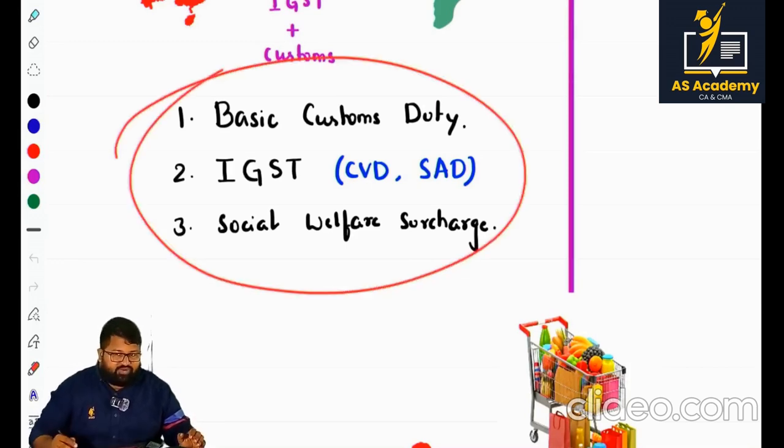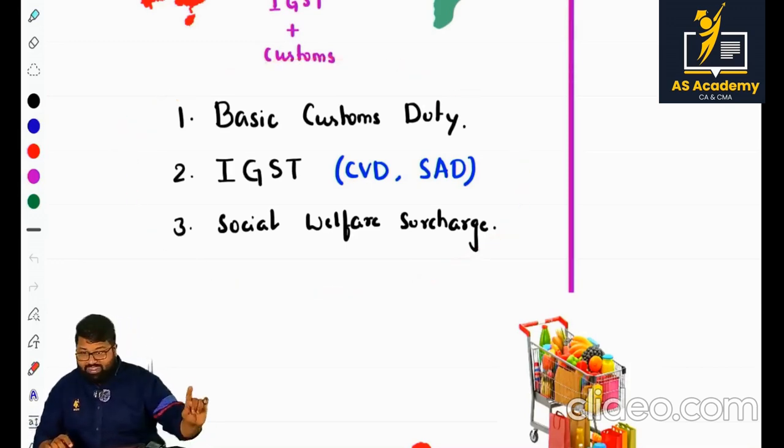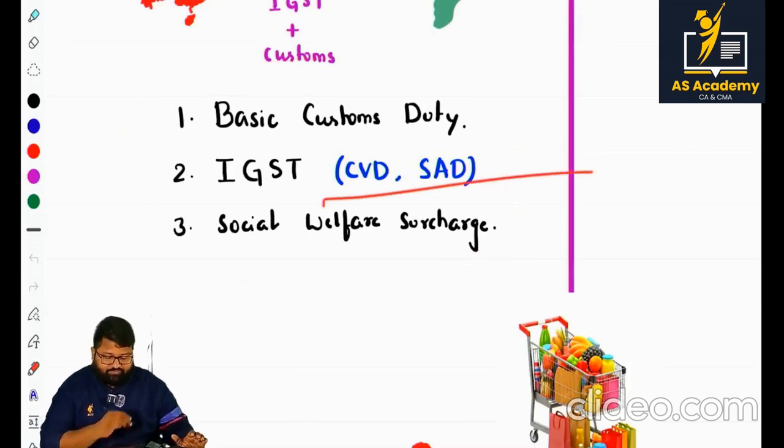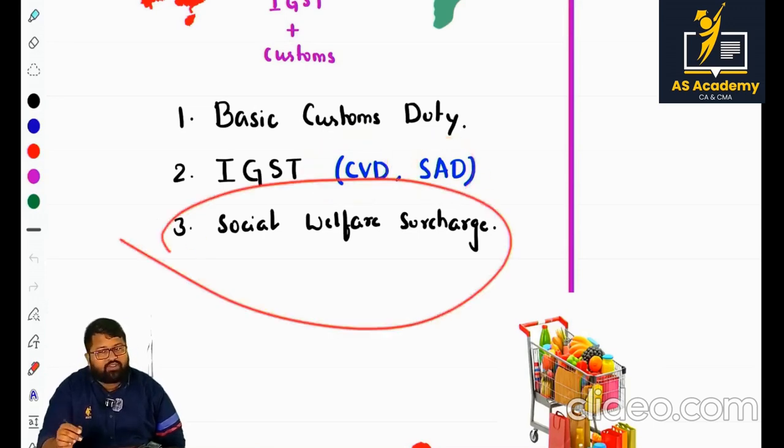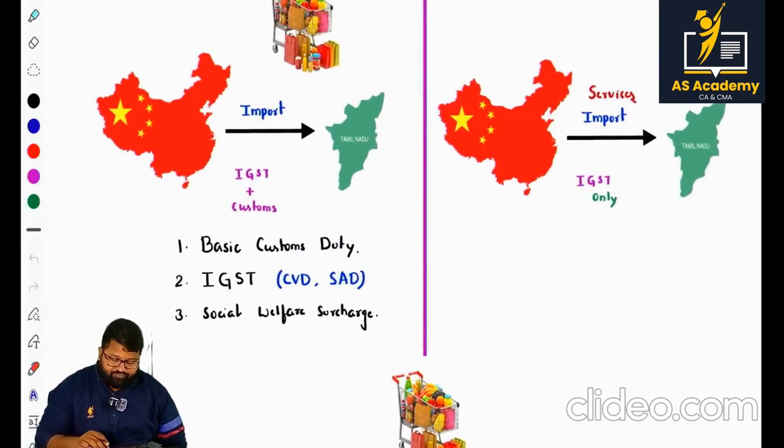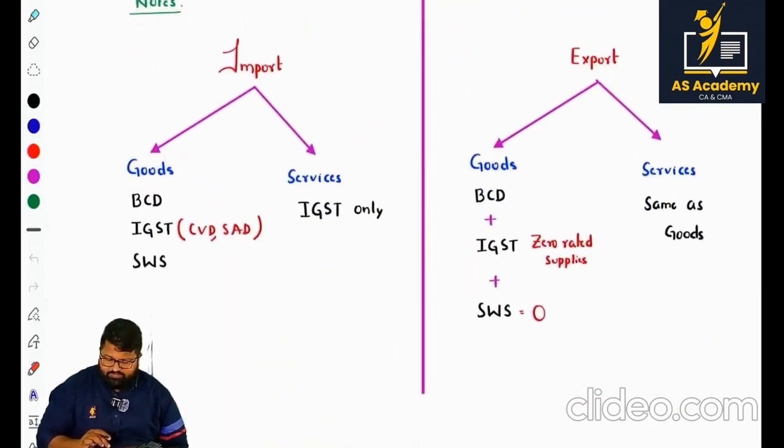What are these three things levied? Basic customs duty and IGST. IGST is for what purpose? To balance what? Countervailing duty and special additional duty. And what about the next one? Social welfare surcharge. Okay, these are not required basically.